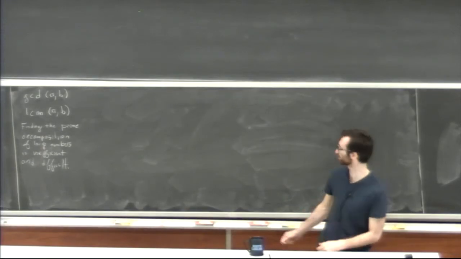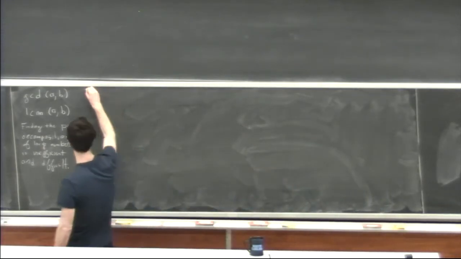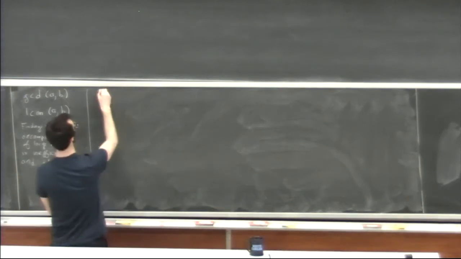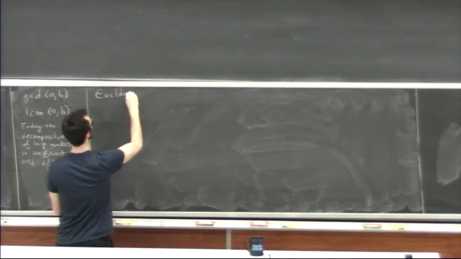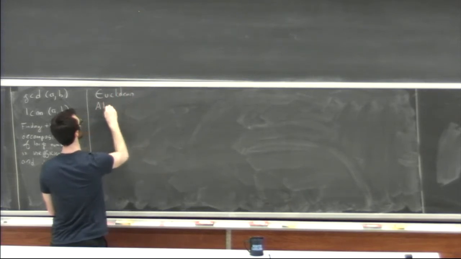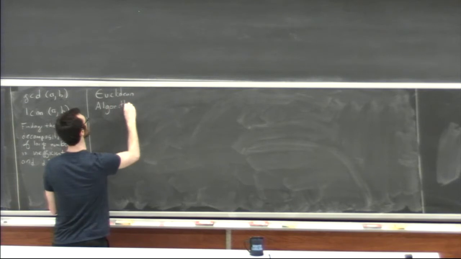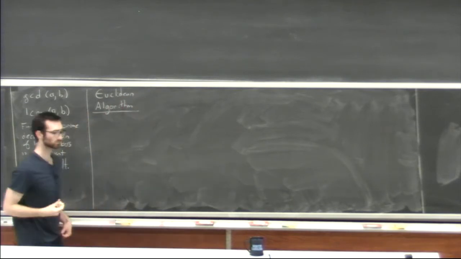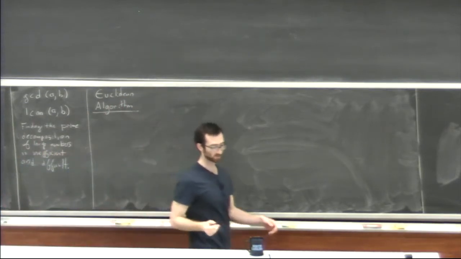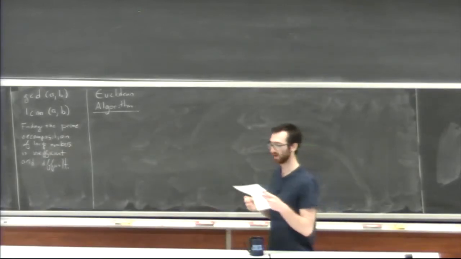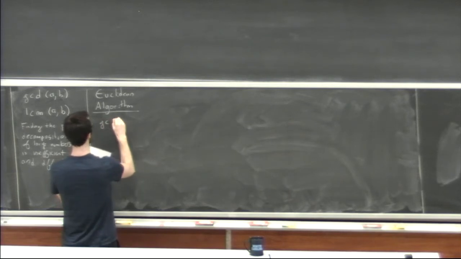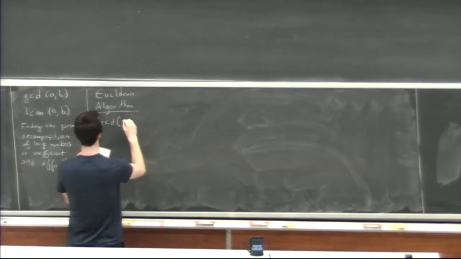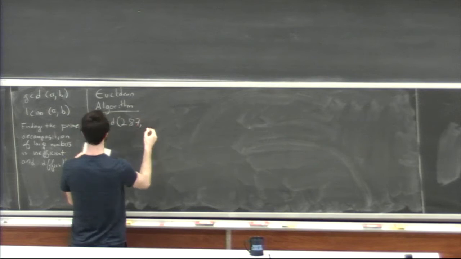I want to first go over it in an example. So today we're going to discuss the Euclidean algorithm. I'm going to start off with the following example: let's say that I'm trying to find the GCD of the two numbers 287 and 91.